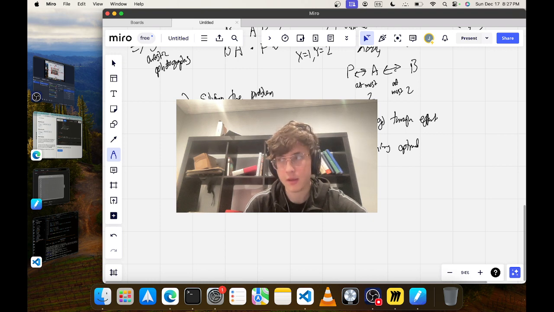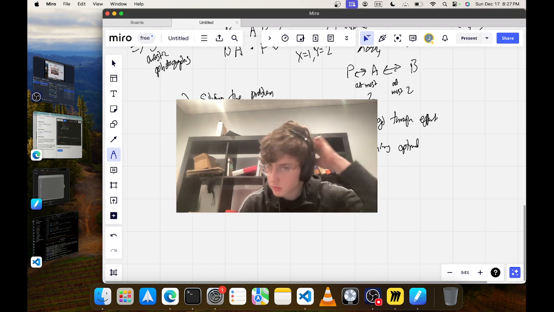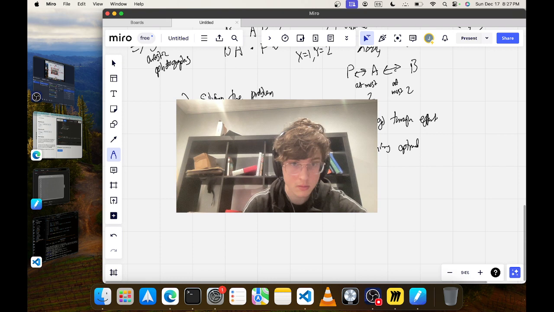So I think it is unavoidable. I don't think there's a way around this. If we start at P, we do need to look for every single P. We need to try to find which A's work. So if we find a P, we need to find which A's work.